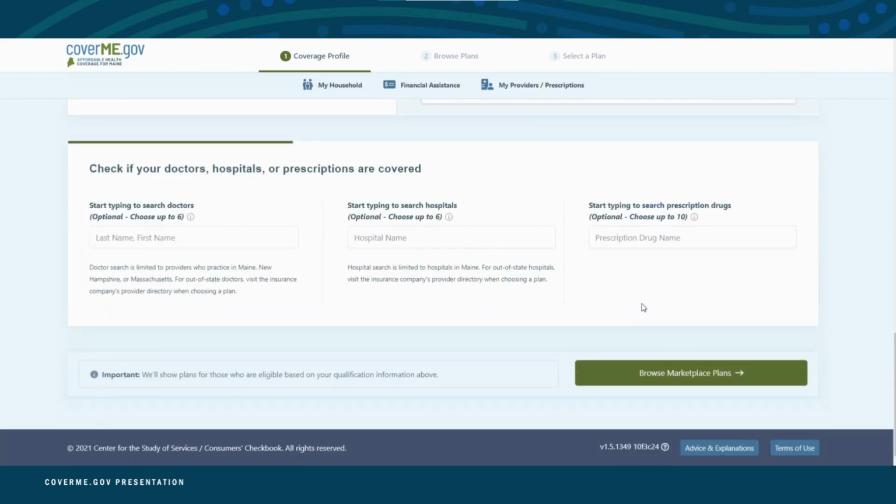Additionally, using the Plan Compare tool, consumers can search for specific providers, hospitals, or prescription drugs to see if the plans they are shopping for cover these. This section is optional. Here we will input a doctor, hospital, and prescription medication to see which plans cover each.